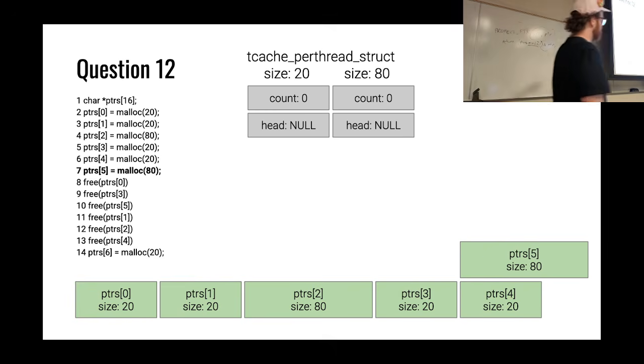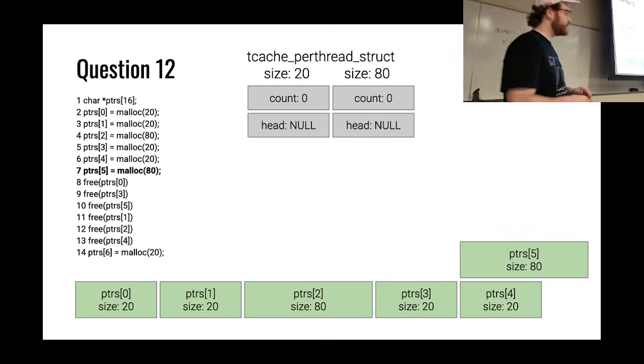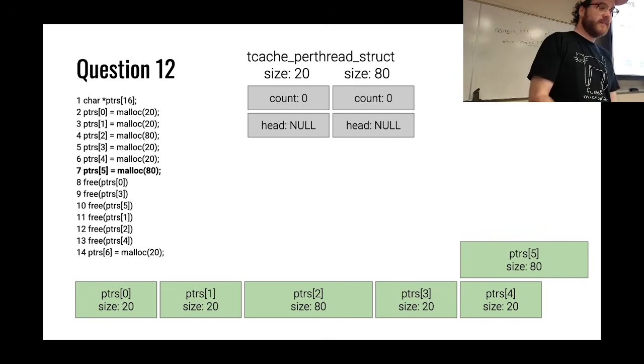Essentially, we malloc 6 times. I get these 6 chunks back. Note that the sizes correspond to the sizes that we're requesting with malloc. Anyone have any questions about this? Okay, now let's get to where the fun begins, which is when we start freeing things.